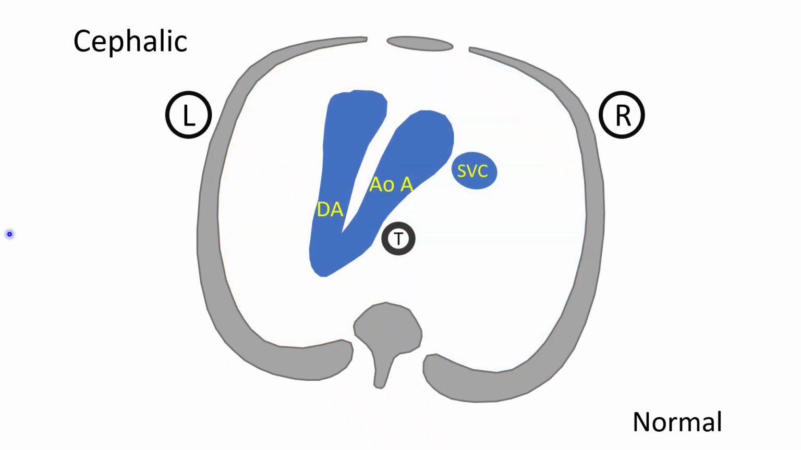Now, in a normal case, we will have this three-vessel tracheal view where the aortic and ductal arches form a V, again, on the left side of the trachea. You have the SVC, aorta, and ductal arch. And it's shown here in this cephalic presenting fetus, this diagram.